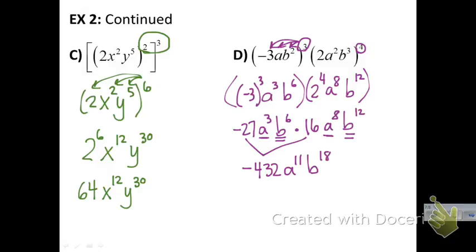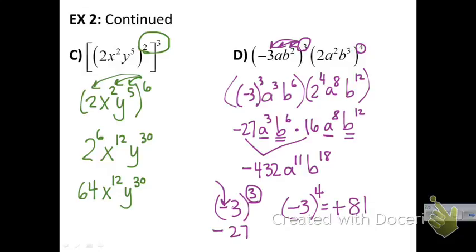I did go over this in class. I had a -3 to the 3rd, and we talked about this power. If this power is odd, then the sign will stay. If it's even, it will become positive. It's actually an 81 for the even case. So this one stays -27. So if you can remember that, even powers give positive answers. Odd powers give whatever that sign is in front.